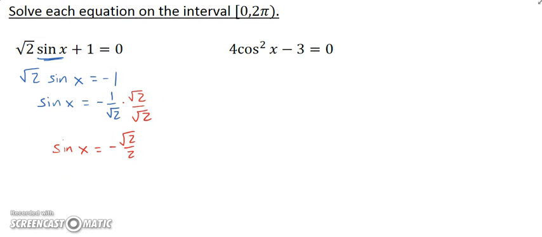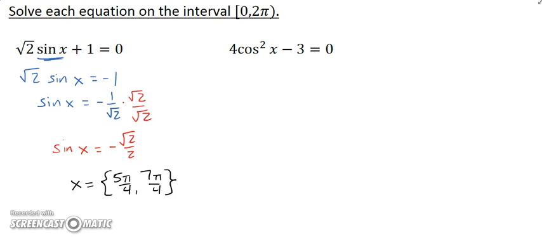But now I can use that same idea. On my unit circle, where would I get a value of negative square root of 2 over 2 for the sine? And I'm not going to put the unit circle back on the screen here, but you have it in front of you. You can see that those angles are 5 pi over 4 and 7 pi over 4. So those are the two values where this equation is true on the unit circle.